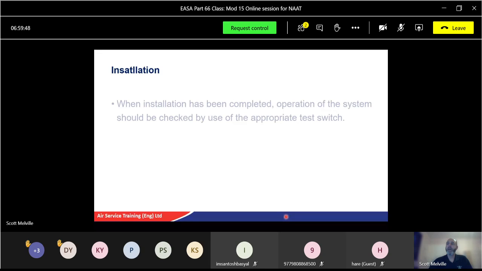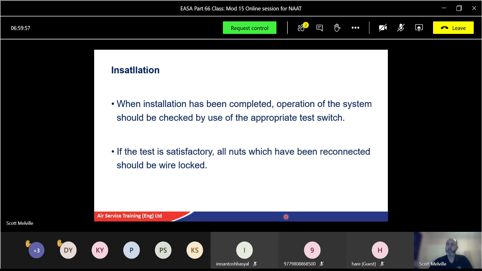When installation has been completed, operation of the system should be checked by use of the appropriate test switch. And if the test is satisfactory, all nuts which have been reconnected should then be wire locked, because if you connect everything up, wire lock it, and then you find there's a problem, you have to redo the wire locking again. So fit it all, route it all, connect it all up, torque tighten it all, and test it. Once you're happy, great, then wire lock any components that need to be wire locked, unless you're confident that it's going to work straight away. Okay.